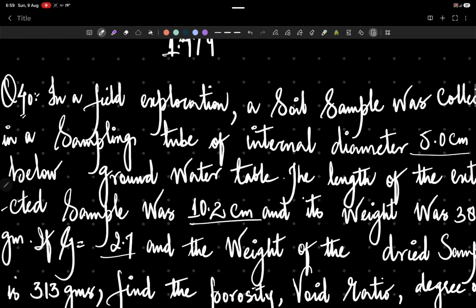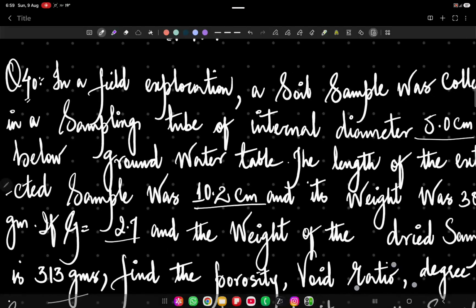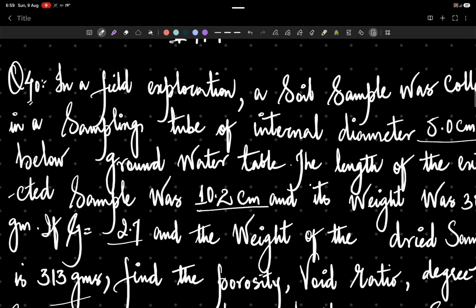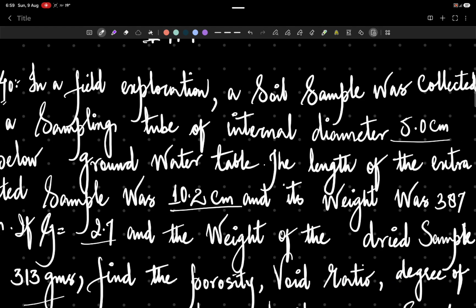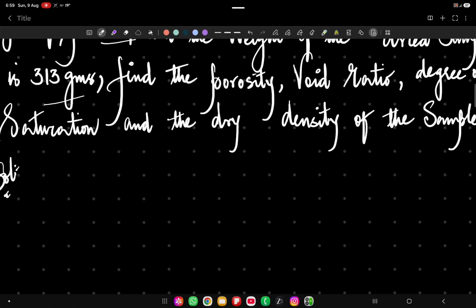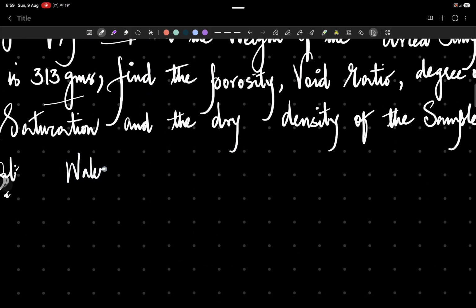In a field exploration, a soil sample was collected in a sampling tube with internal diameter 5.0 centimeters below groundwater table. The length of that collected sample was 10.2 centimeters and the weight of the sample that was collected was 387 grams. Then it was dried subsequently and its weight was found as 313 grams. So let me find the water content first.